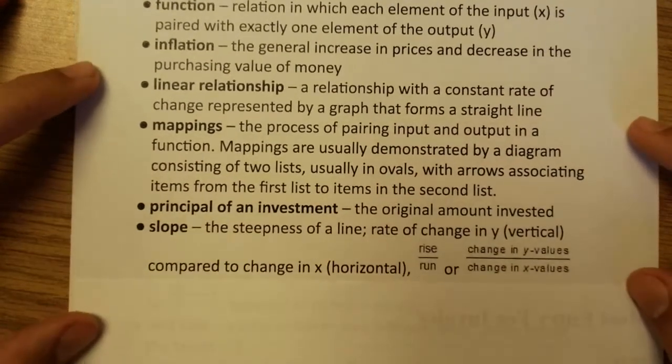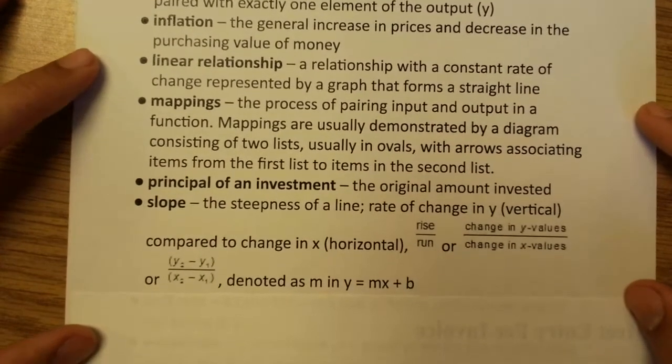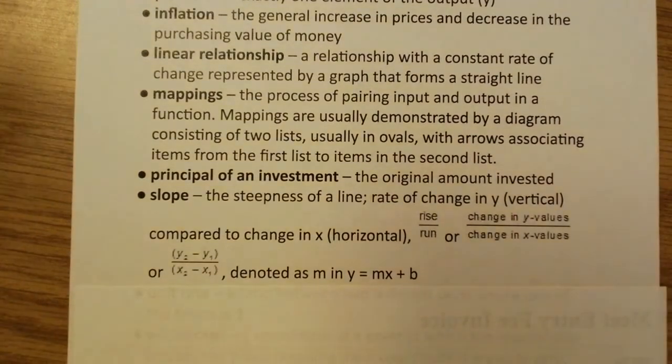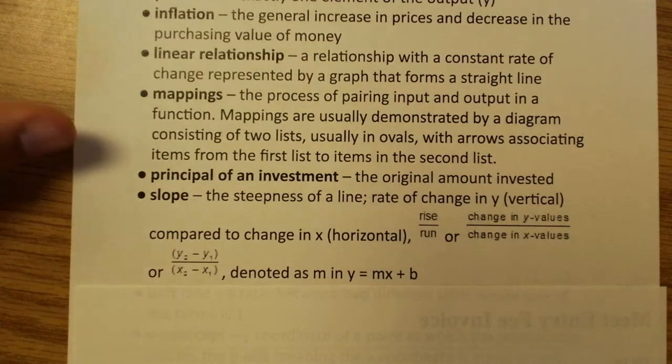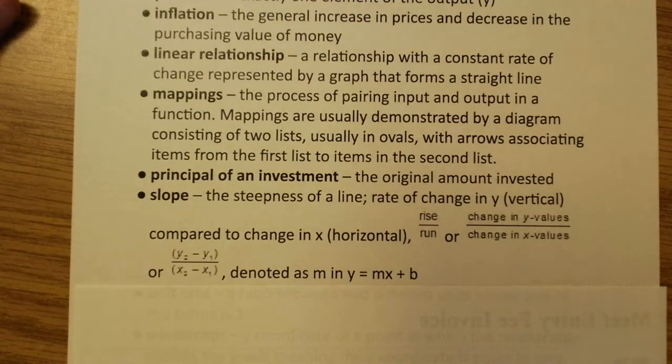Okay, here we've got a nice review word. Again, like we did last time, these fractions may be a little difficult to put in your eBinder, but just do your best. Do like rise, slash, run, things like that, just so that you know what it's supposed to be. But slope is the steepness of a line, the rate of change in y compared to the change in x. Rise over run, the change in the y's over the change in the x, your y2 minus y1 over x2 minus x1. Any of those options give you your slope. It is denoted as m in the y equals mx plus b formula.